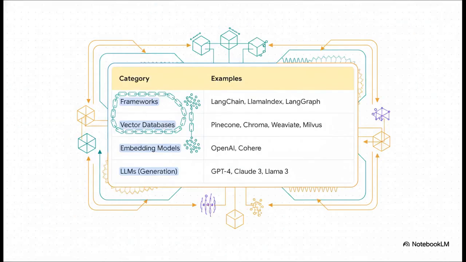Now, building one of these systems isn't about finding a single magic tool. It's really about putting together a stack of specialized tools that all work in concert. So developers will use frameworks like LangChain to act as the glue connecting everything. They'll use vector databases like Pinecone or Chroma to store all that knowledge. And of course, they plug in powerful embedding and generation models from places like OpenAI or Anthropic to do the heavy lifting with the language itself.